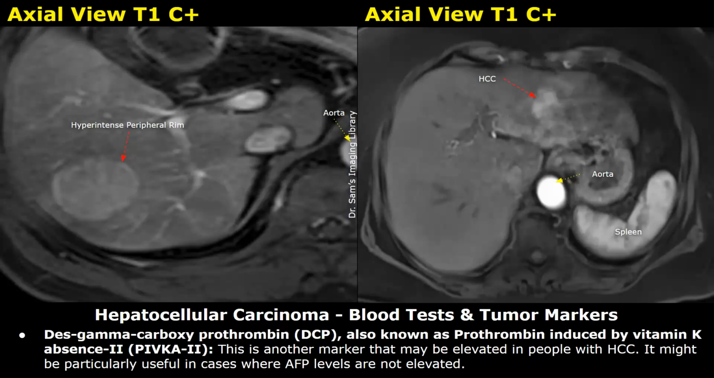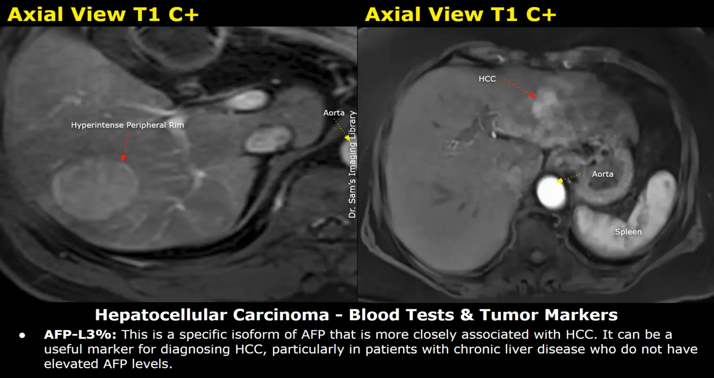Des-gamma carboxyprothrombin (DCP), which is also known as prothrombin induced by vitamin K absence 2, is another marker specific for hepatocellular carcinoma. Its elevated levels can indicate HCC. AFP L3% is another marker which is associated with hepatocellular carcinoma. It's useful in patients who do not have elevated AFP levels and are suffering from chronic liver disease.